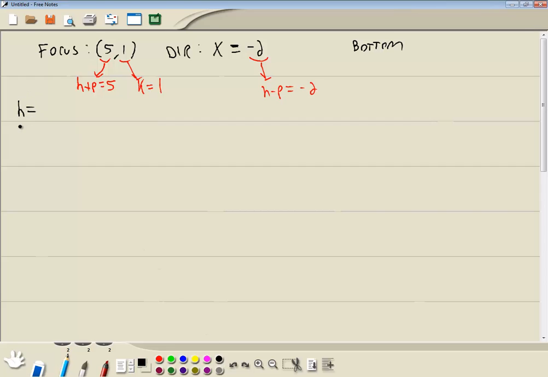The three things we need are h, k, and p. Well, k is given. K is 1. And we got h plus p is equal to 5, and h minus p is equal to -2. This is a system of equations, and we can solve this using the addition method. H plus h is 2h, p minus p drops away. 5 minus 2 gives us 3. And then we divide both sides by 2. And we got h is equal to 3/2.